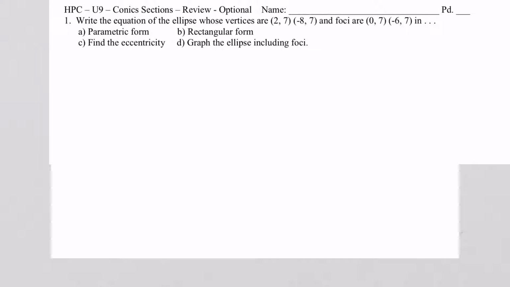So how I would start this problem is I would plot those points, because that's going to show you a lot of important information. It's going to allow us to find our center, our A value, and our C value. So we've got our points plotted, and the center has to be directly in between these points. It's going to be perfectly centered in the middle there.